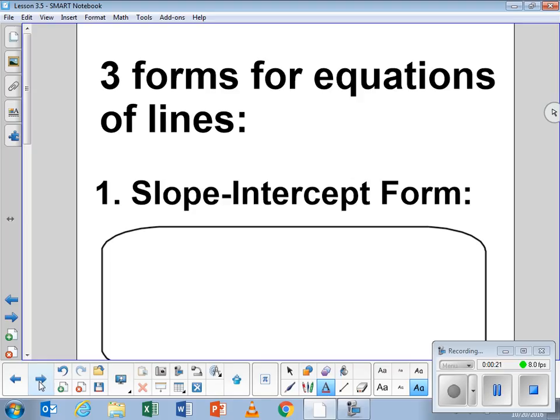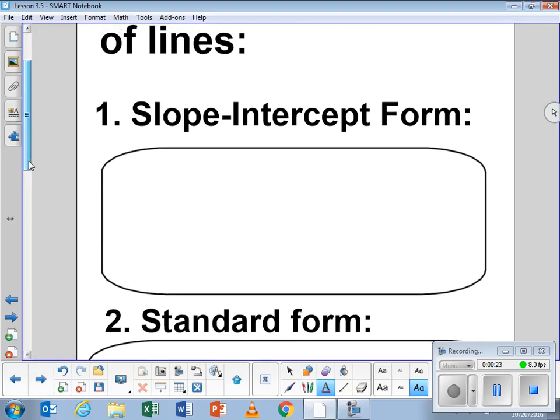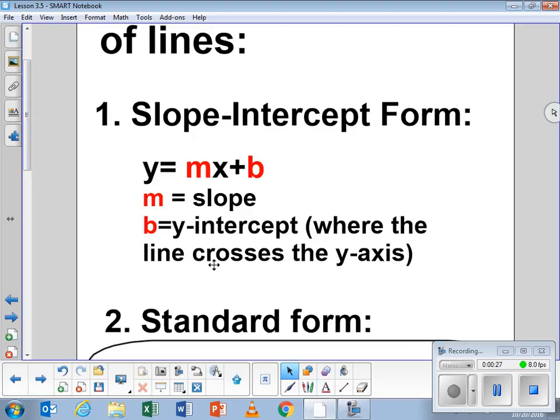First one, slope-intercept. Anybody remember what it is? Y equals mx plus b. That is correct. Y equals mx plus b, where m represents the slope and b represents the y-intercept.